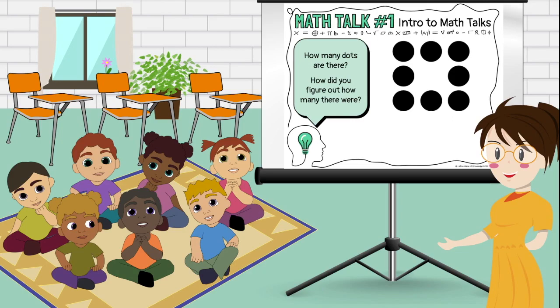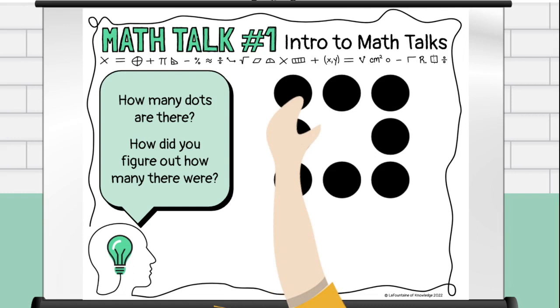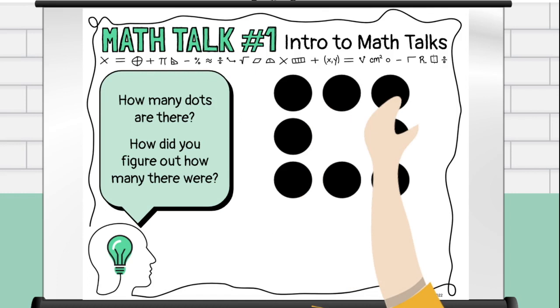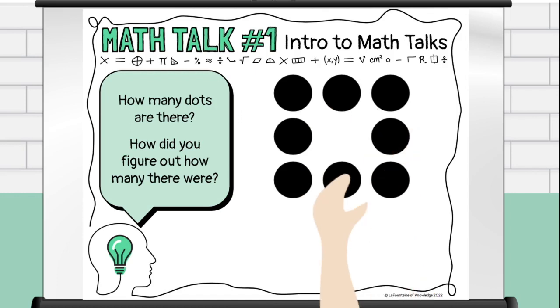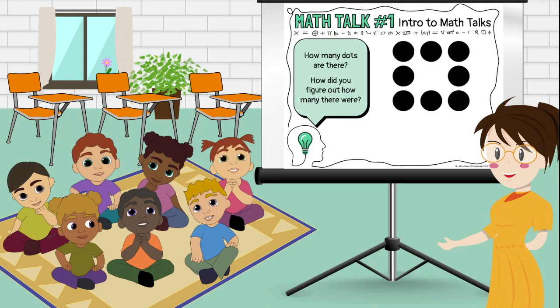Okay, where did you start counting? The one on the top left. This one? Okay, then what? Then I did the one to the right of it and worked my way all the way around. Like this? Nice strategy. Carla, how did you count the dots?